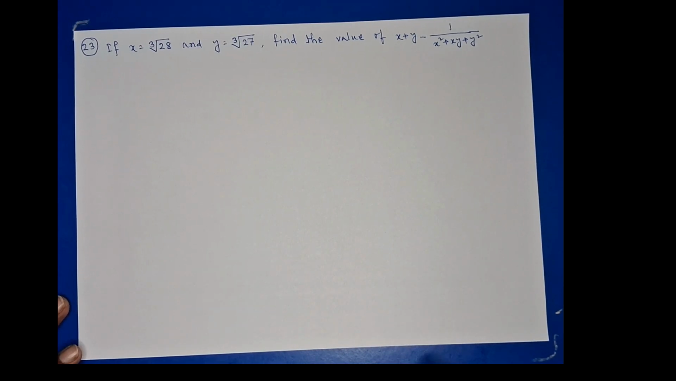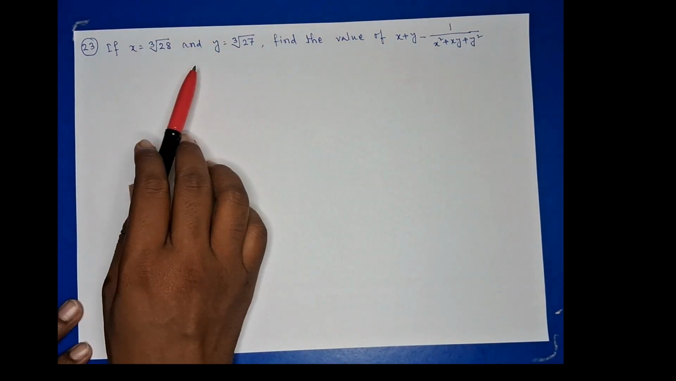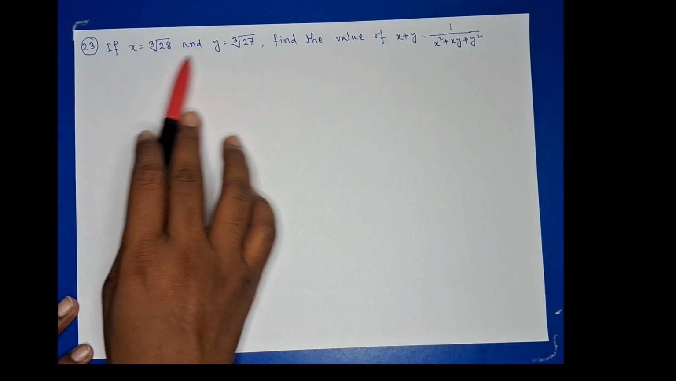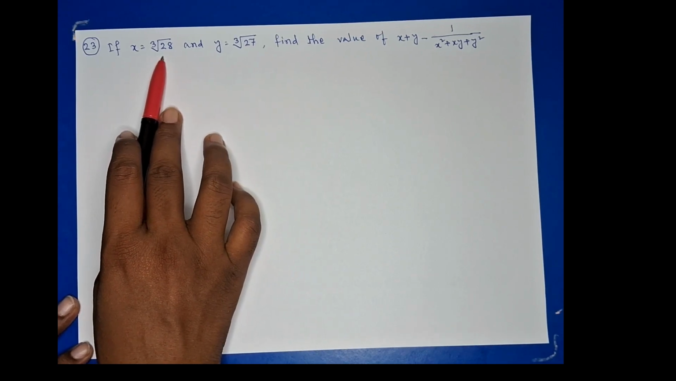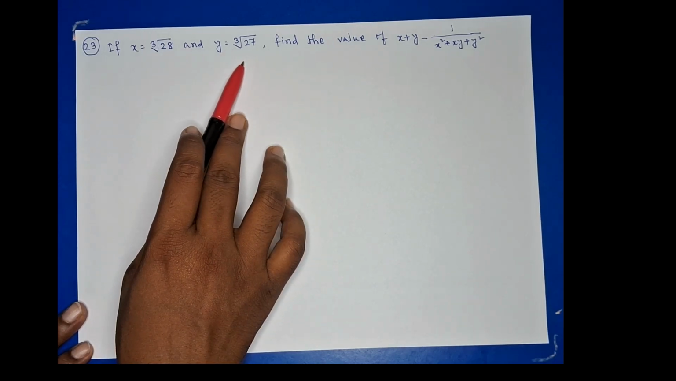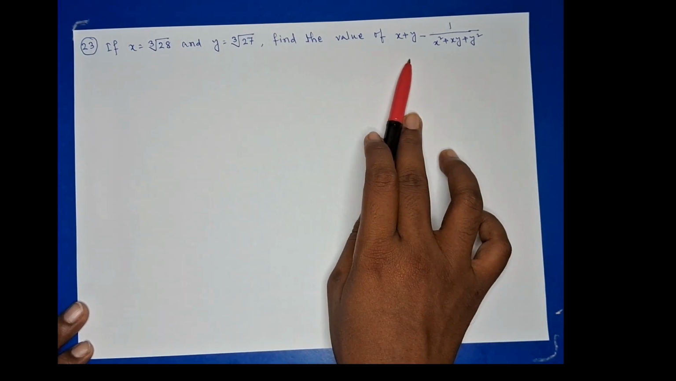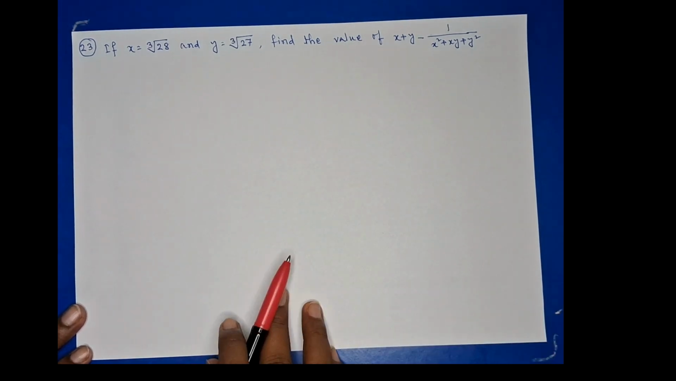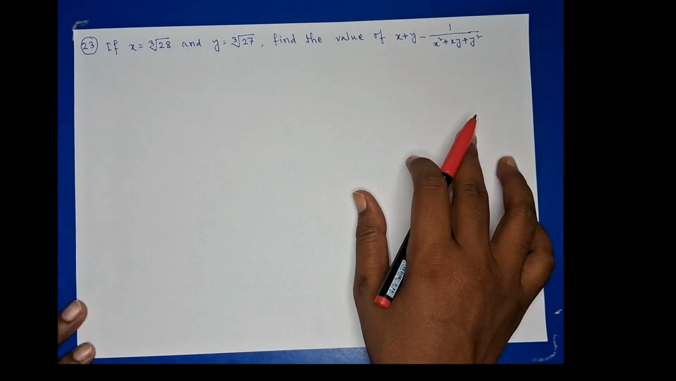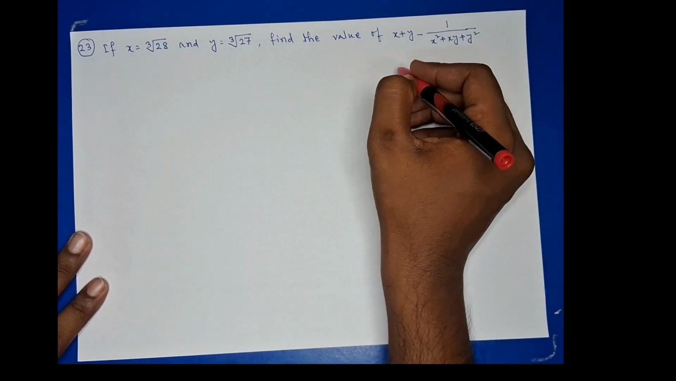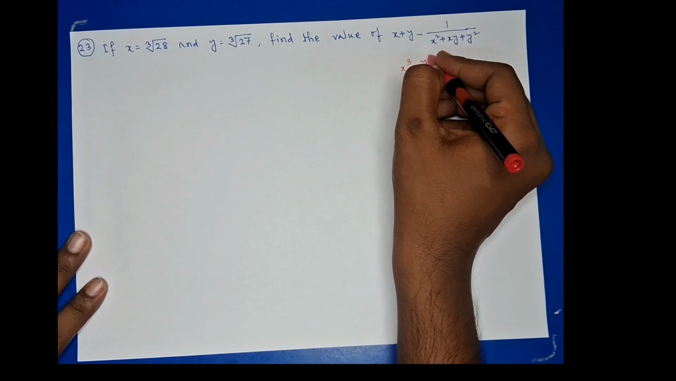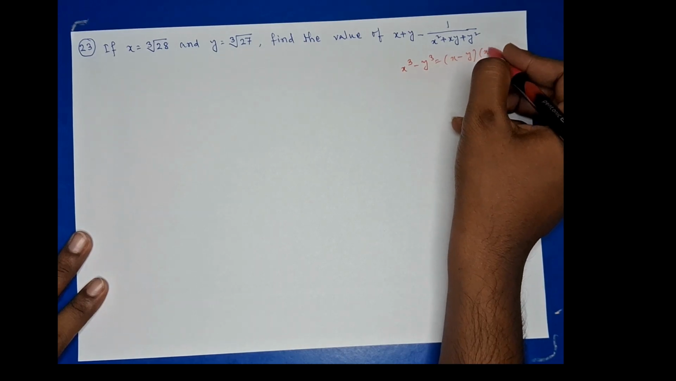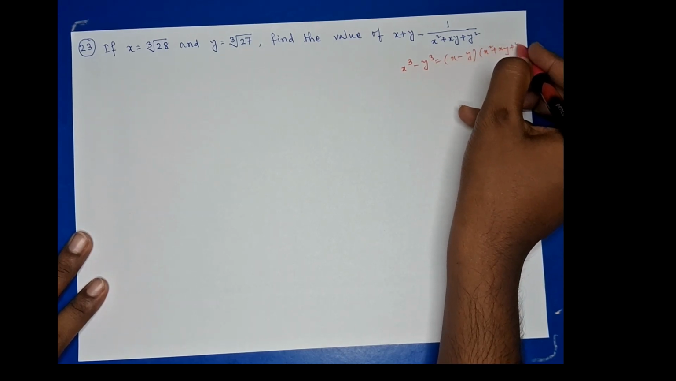If you try to get x plus y, this will look irrational because cube root of 28 is irrational, but cube root of 27 is not. So x plus y also you cannot find, and even x square and y square are not possible to find. So how to solve it? Do you know the formula of x cube minus y cube is equal to x minus y into x square plus xy plus y square?